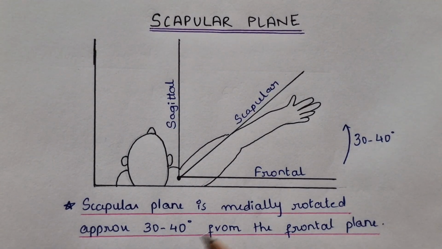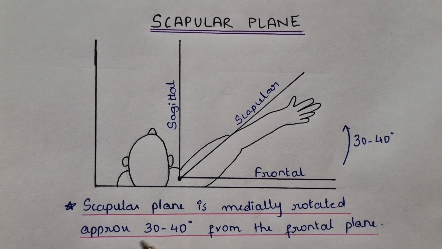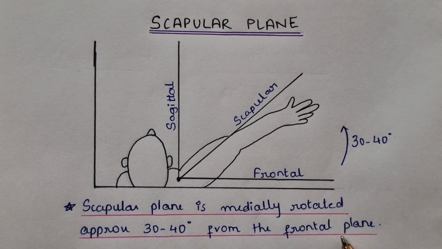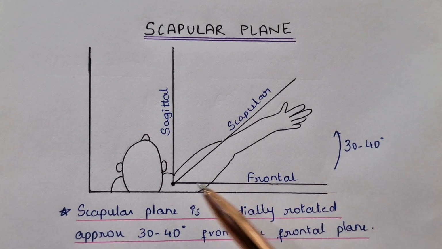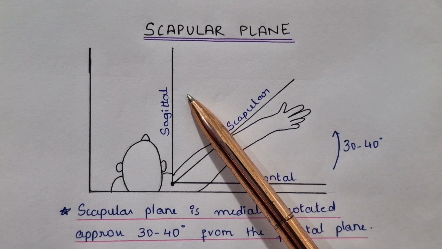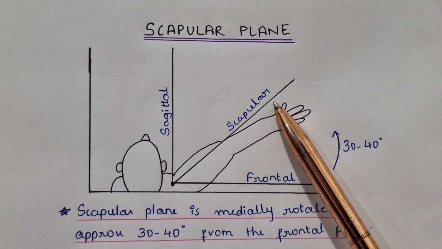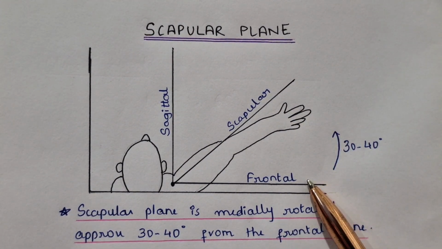Remember that the scapular plane is medially rotated approximately 30 to 40 degrees from the frontal plane. So, if this is the frontal plane and if this is the sagittal plane, remember that the scapular plane lies 30 to 40 degrees anterior to the frontal plane.